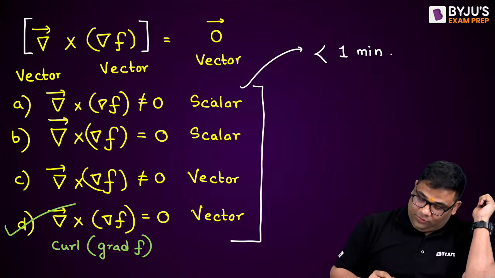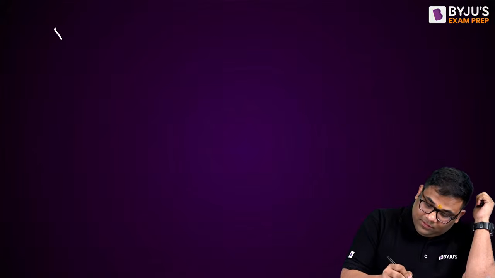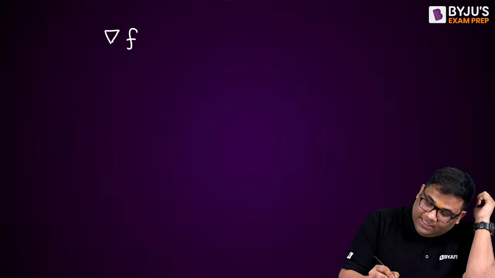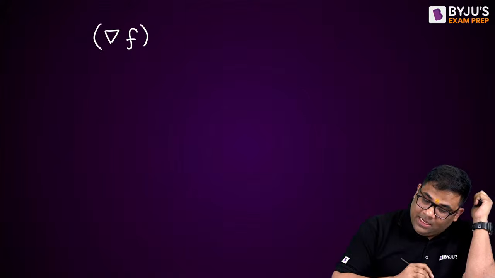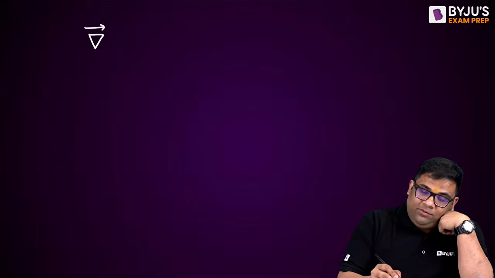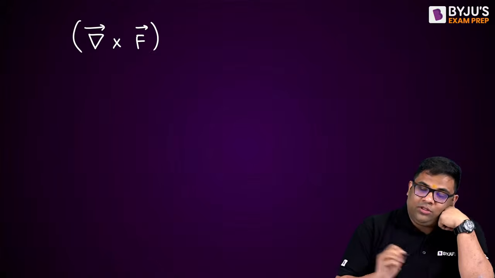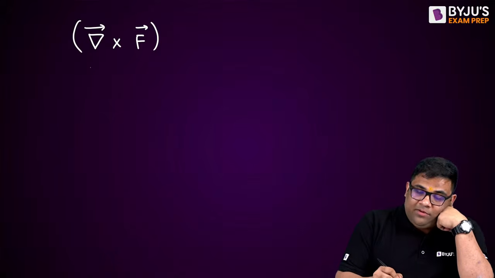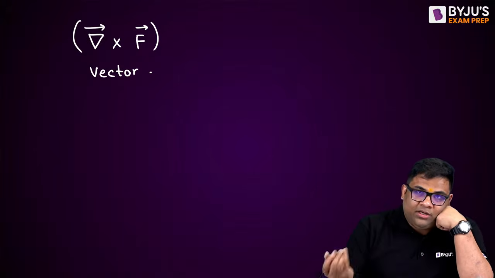Now tell me. So this one we understood. Next thing. Again, this is gradient of f. Okay. Now this is not gradient of f. See this one. Suppose there is a vector f. F is a vector. So the cross product will give me what? This will also give me a vector, right? If f is a vector, this will give me a vector.